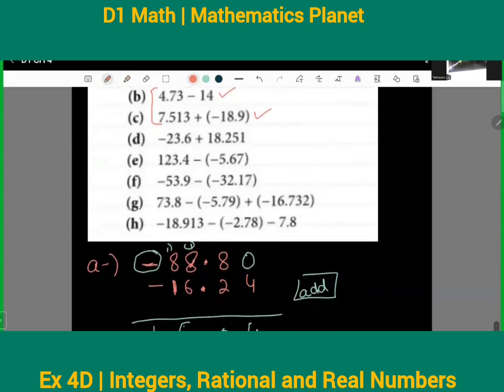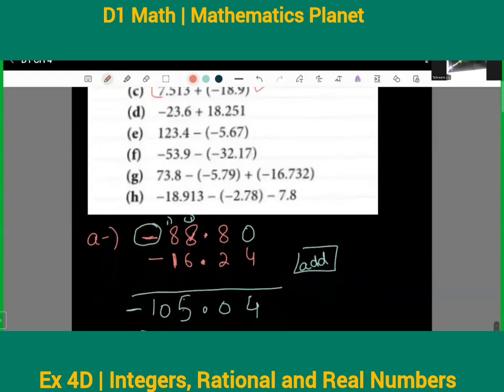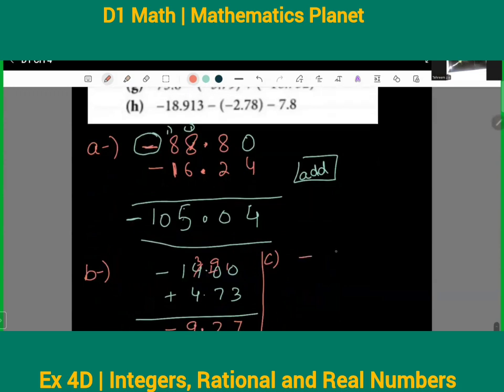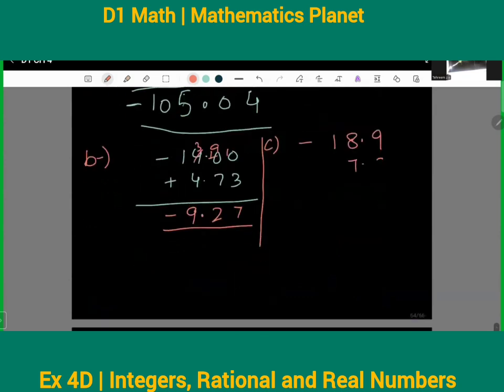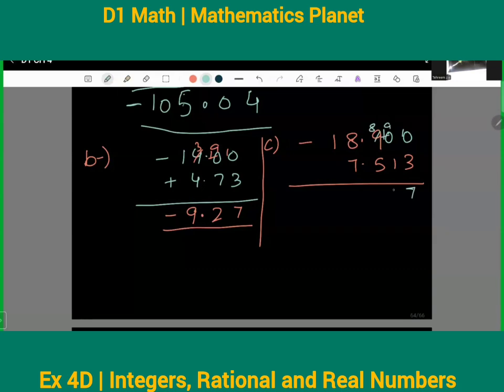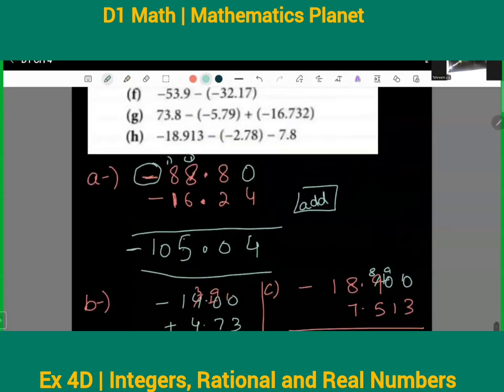Okay, C part. 7.513 and minus 18.9. So we have minus 18.9 and 7.513. The extra places are going to get zeros and plus minus is minus. So it's going to be 8, 10, 9, 10. 10 minus 3 is 7, 9 minus 1 is 8, 8 minus 7 is 1 and 1. So we get minus 11.387. Okay, so we are done with B and C part.